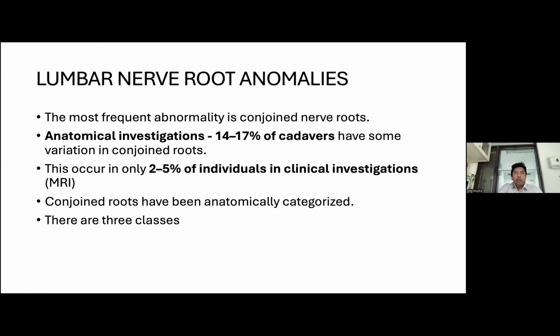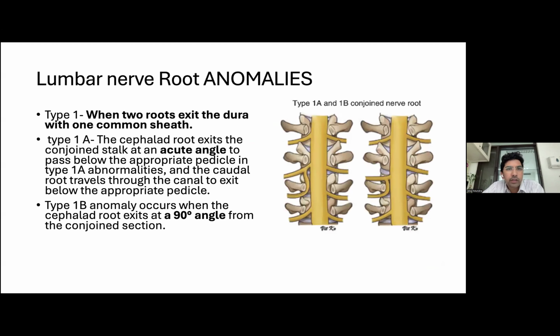One must be aware of lumbar nerve root anomalies, and a high degree of suspicion is needed so as to not sacrifice any nerve in these cases. These are not present very commonly. In 14 to 17% of cadaveric studies, there have been these lumbar nerve root anomalies, and 2 to 5% of individuals in clinical investigations with MRI have been found to have these anomalies. So they have been divided into 3 classes.